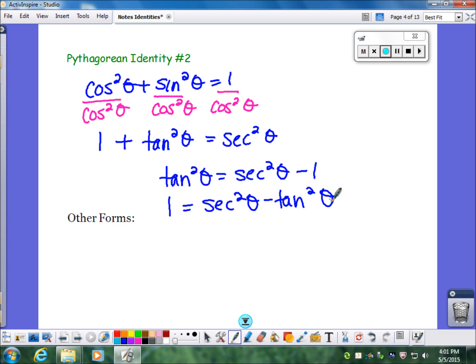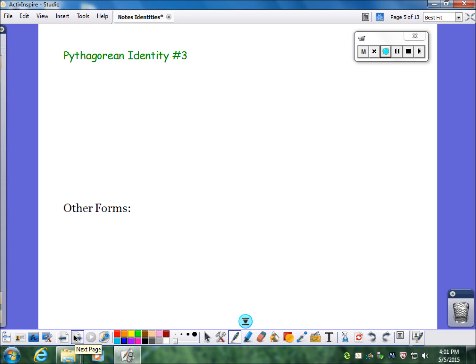All right, our third Pythagorean identity. Here again, let's start with the original one. Cosine squared theta plus sine squared theta equals 1. But then this time, instead of dividing by cosine, we're going to divide everything by sine squared theta.